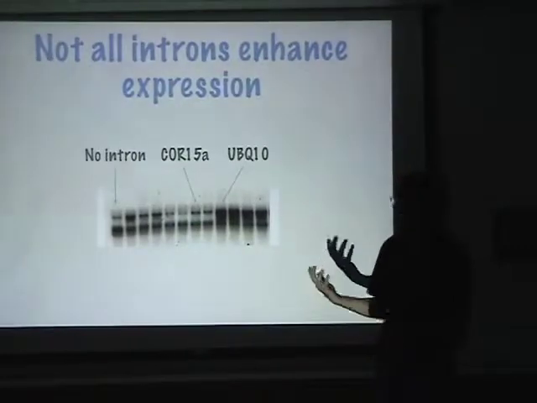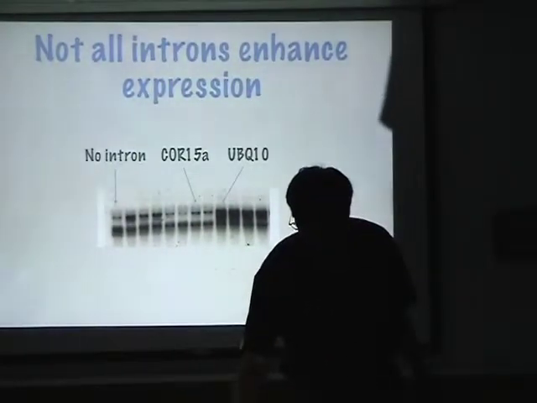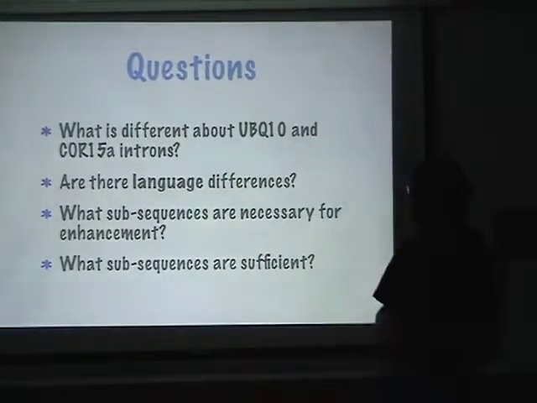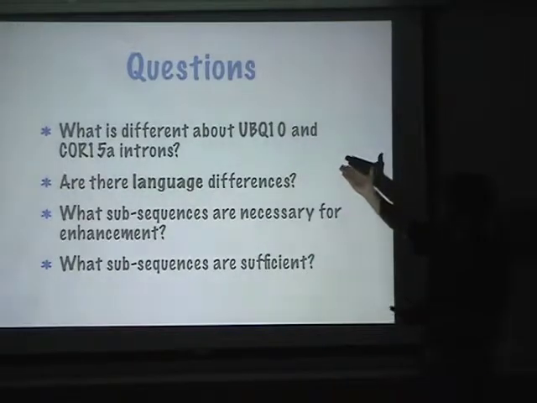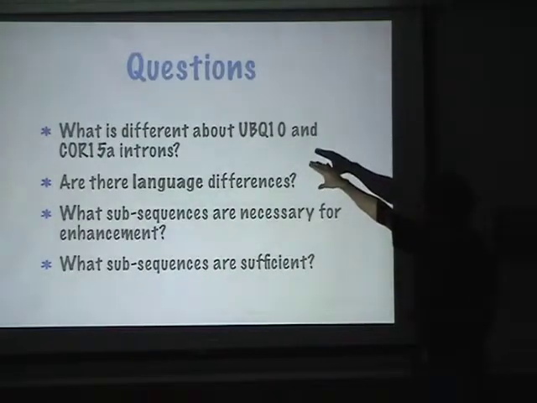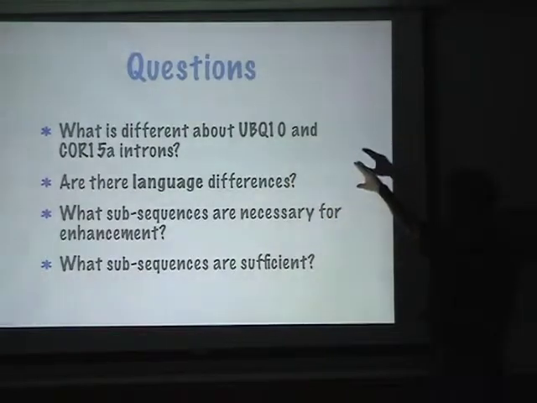Okay, so not every intron can do this. Some introns are important, some introns are not in that way. So one of the main questions is, what is different about this UBQ10 and Korf15A introns? The UBQ10 one is incredibly highly expressing. Korf15A doesn't do anything more than no intron. Are there language differences? Can we find words that are in one intron that are not in the other intron? There's one of them speaking Elvish and the other one is speaking Orcish.